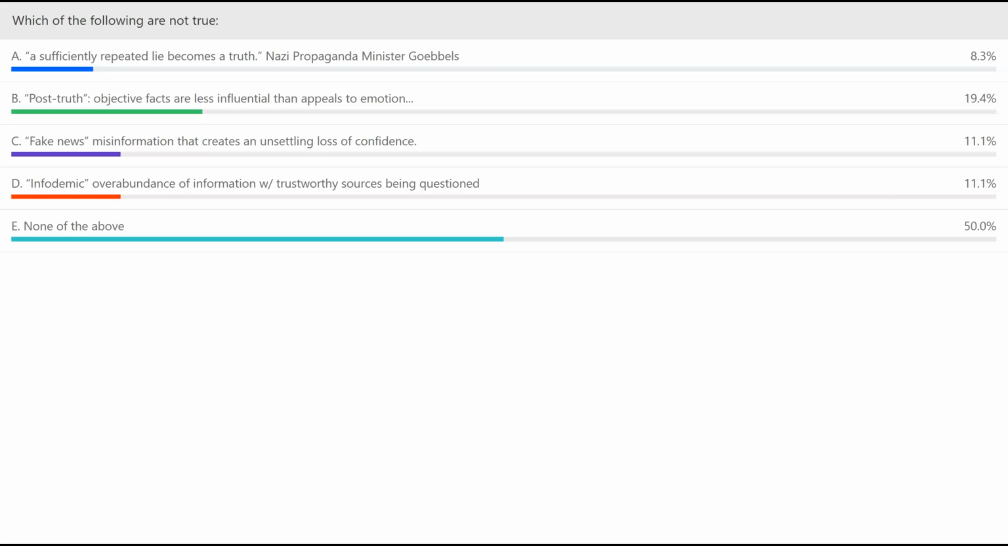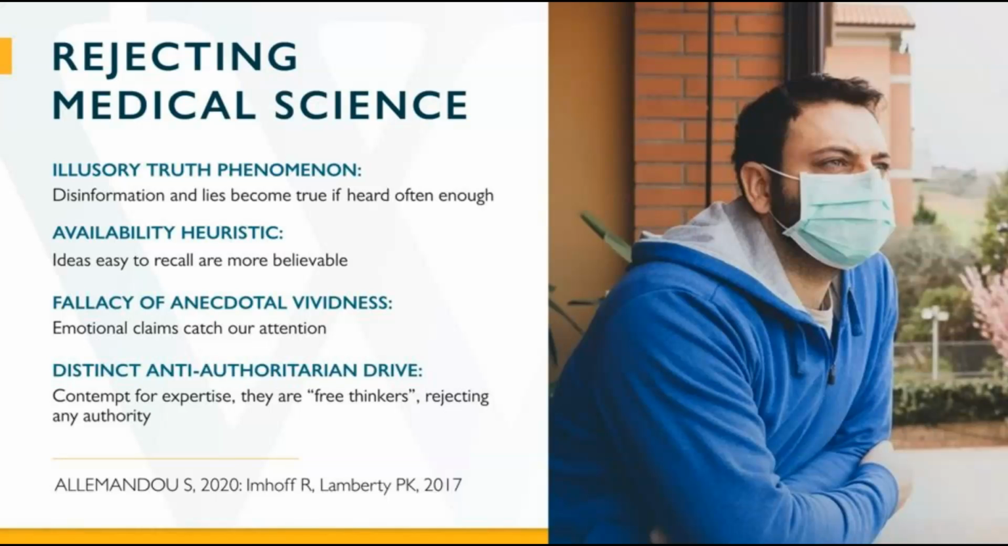So, with all these being true, why in the world are people rejecting medical science? Well, here are 4 pieces to this really elaborate puzzle. And the first is the illusory truth phenomenon. And that is that disinformation and lies become true if heard often enough. And as we've just heard from the Nazi Goebbels, if you tell something that's a lie frequently enough, then people are going to believe it.